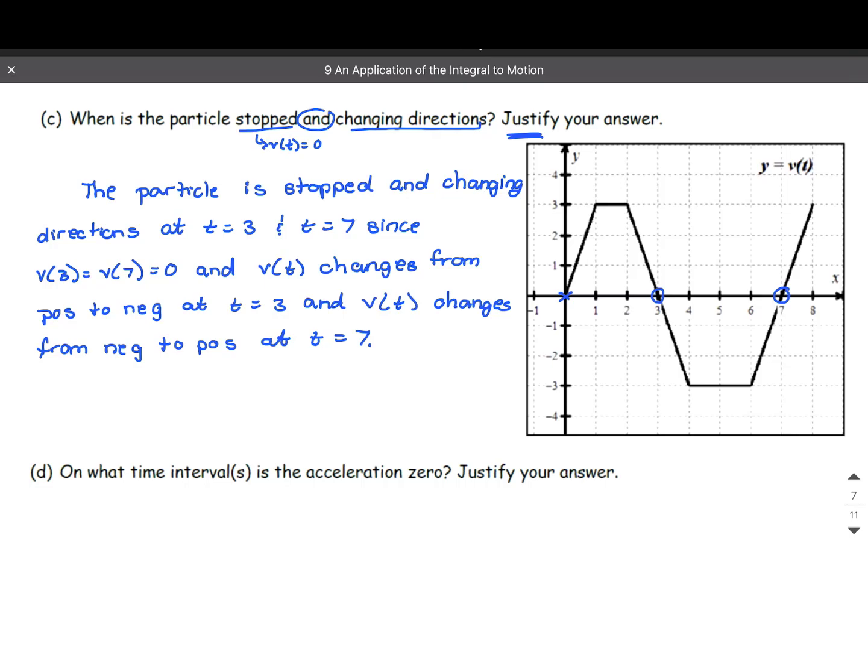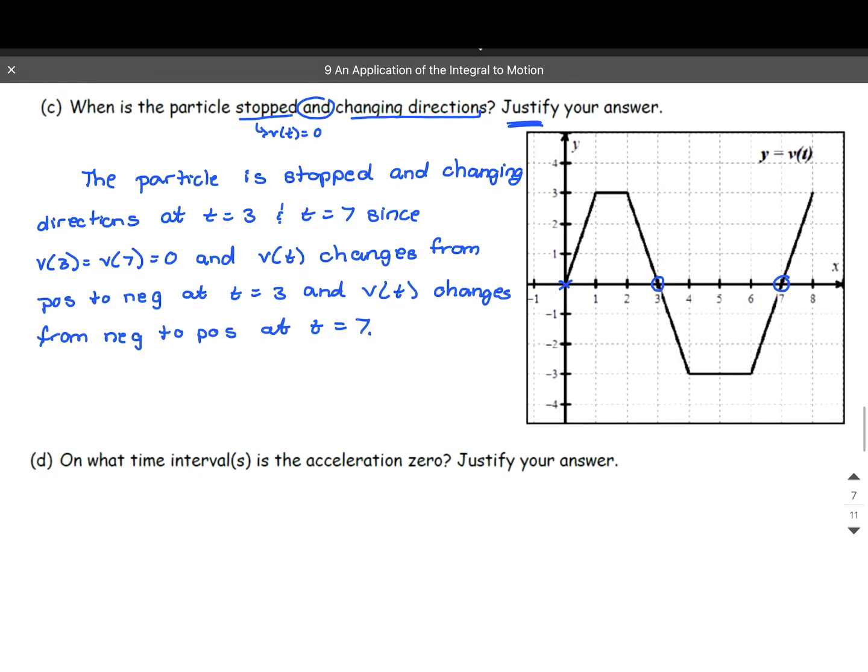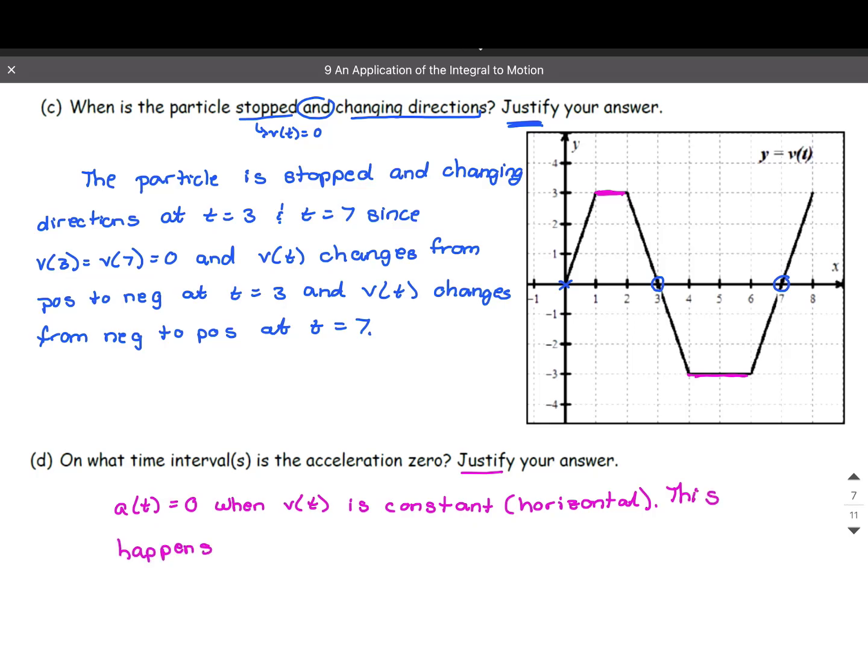Okay. Next and last part on this problem: on what time intervals is the acceleration 0? And justify your answer. So now remember, acceleration equals 0 when the velocity is constant or horizontal. That happens here and here. So this happens on 1 less than t less than 2, and from 4 to 6, so 4 less than t less than 6. And there we go. Ta-da!